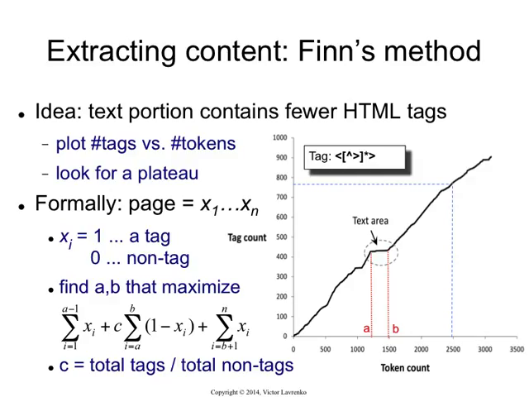So it will zero in on the plateau, and then you take the portion of the page between A and B, and that's just going to contain the text that you want to index. So it's a very simple method. It's a lot simpler than writing parsers, and it works for a surprisingly wide variety of domains.